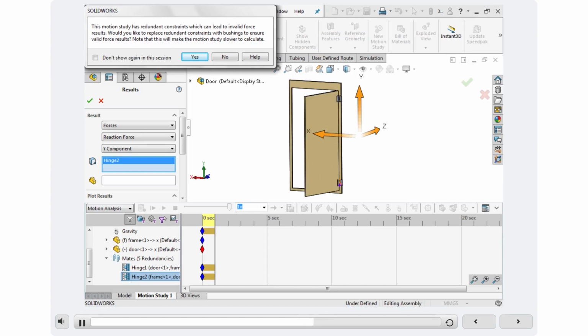When we define the plot, we will be warned. The warning indicates that redundant constraints in the analysis could make the results inaccurate, and bushings can be used if we would like to rerun the analysis. As redundant mates are the subject of this lesson, we will see what happens with the redundant constraints. We will switch to bushings for the next analysis. Click No.